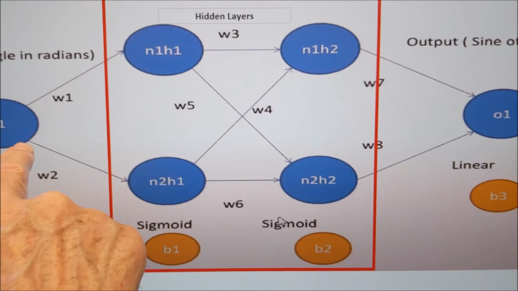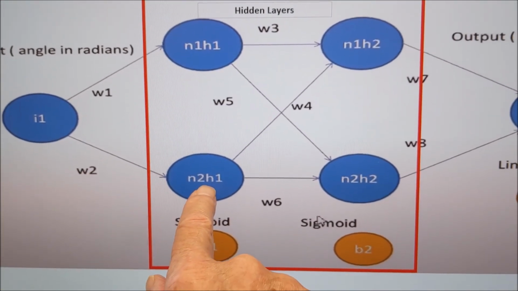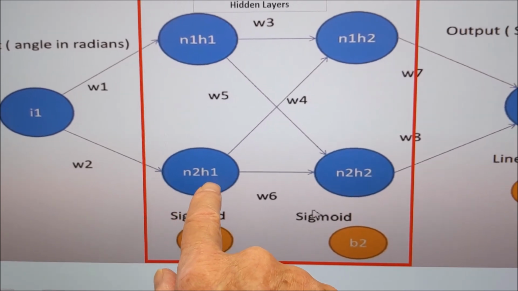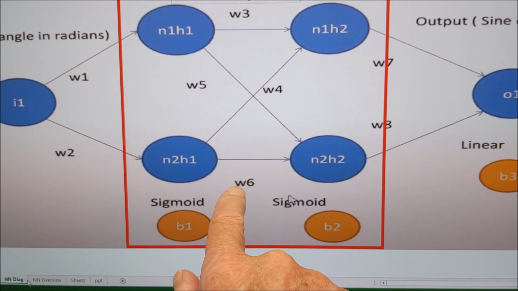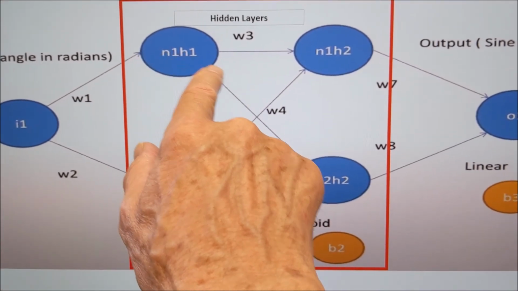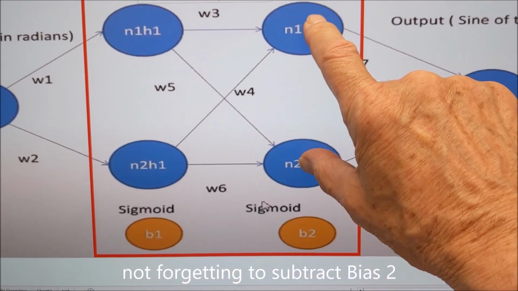And it's the same with here. Take this input times W2 to get that value, 21 value. Then to get 22 value, we multiply this value by W6 and add it to 11 value times W4 to get 22. So now we've got these.